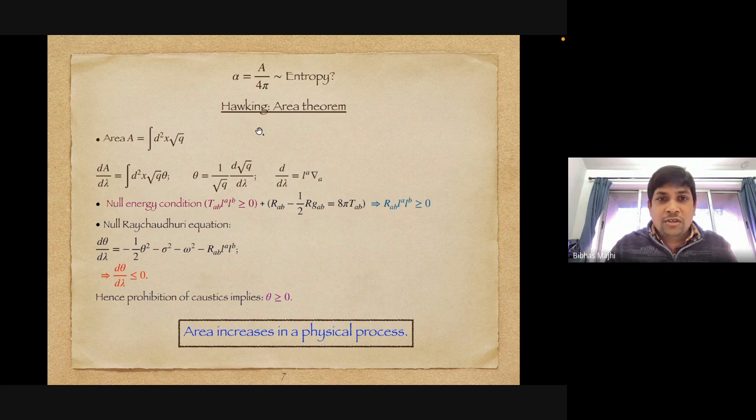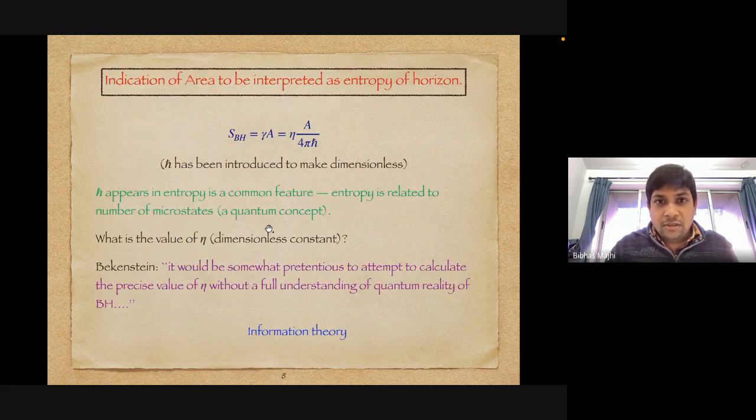Then Bekenstein argued that since we know the Hawking area theorem, that area increases in physical processes, then probably assigning this as an entropy is a correct thing, because it is consistent with the area increase theorem. Now, if you say that, okay, fine, the area can be a candidate for the entropy, then the next question, as I asked earlier, is what will be the proportionality constant?